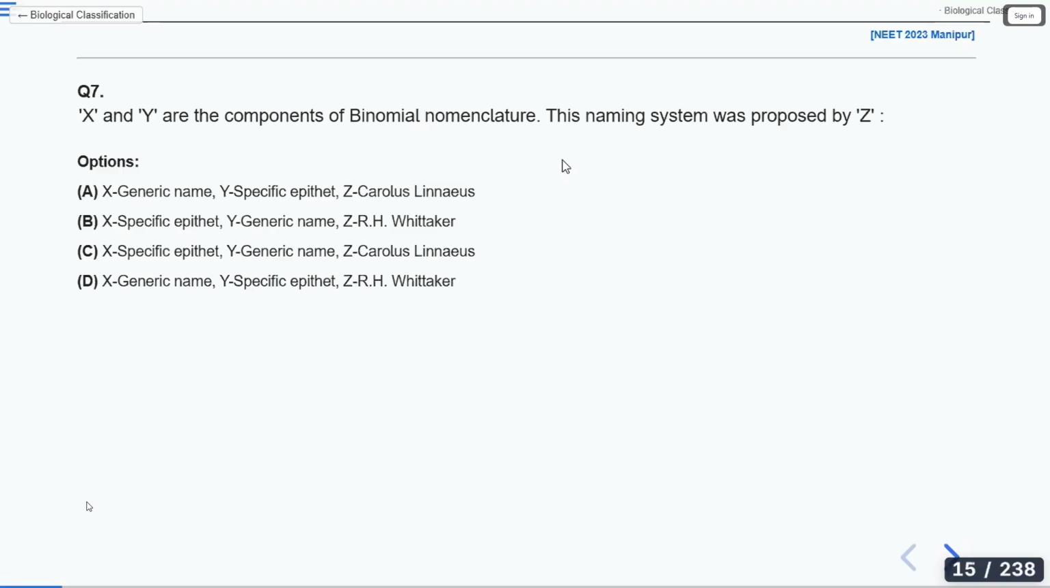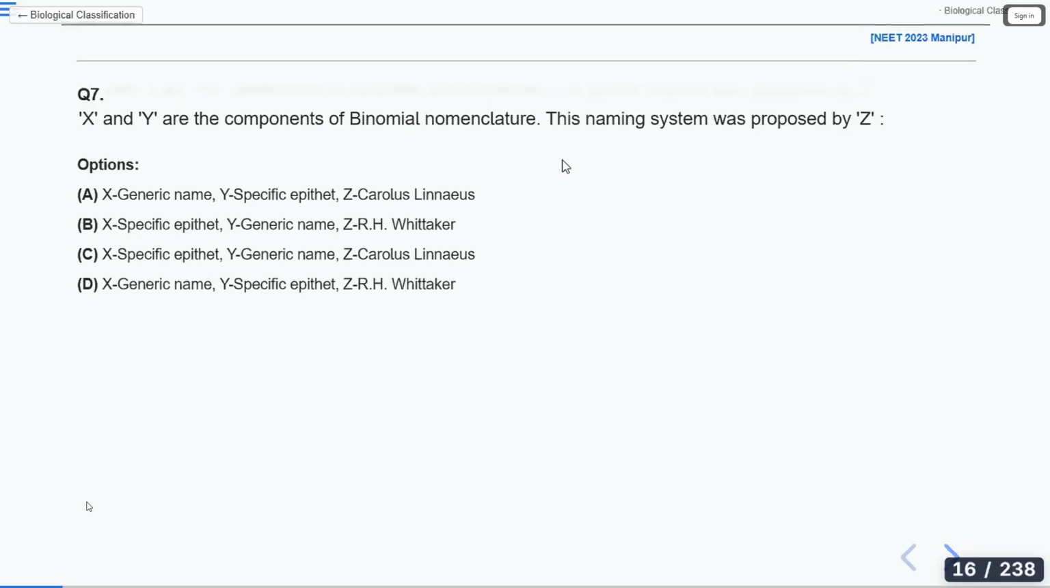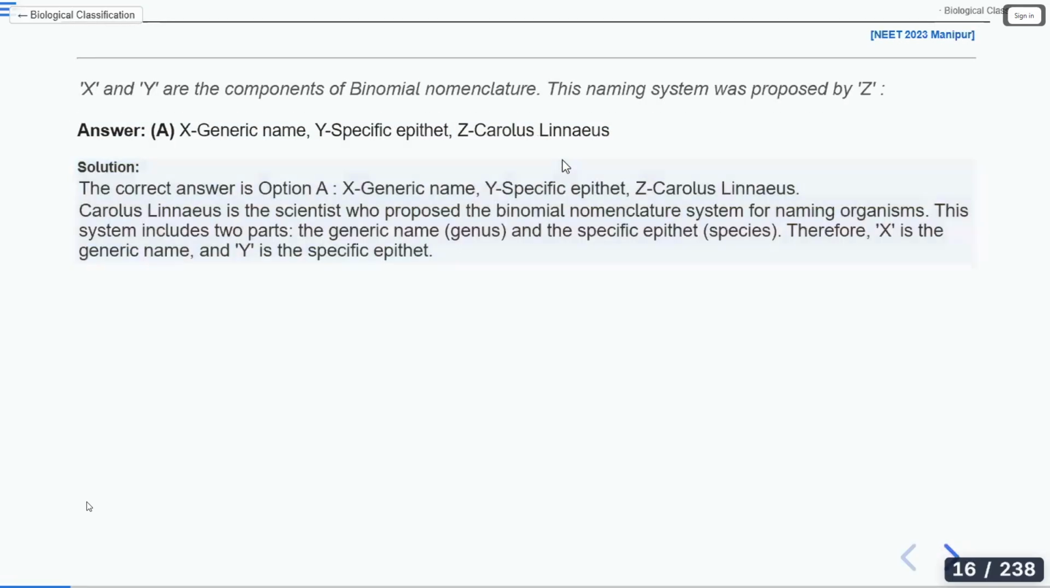How should you write a generic name? How should you write a specific epithet? You write them in Latin. The first letter of the generic name should be in caps, and the first letter of the specific epithet should be small. So let's see whether the option is correct. It is proposed by Carolus Linnaeus.